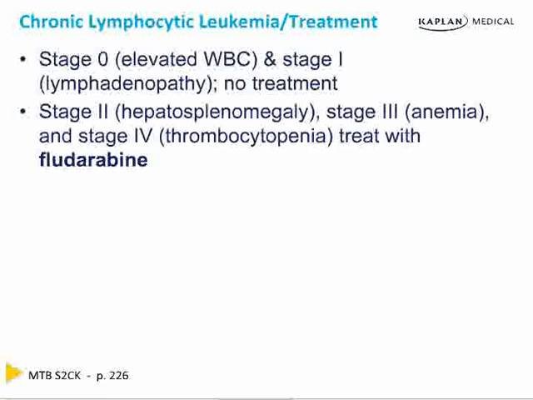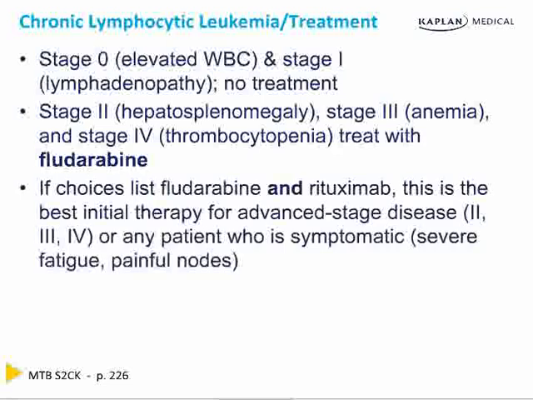Now, advanced stage disease, a big liver and spleen or anemia or thrombocytopenia, this is the anemia and thrombocytopenia not from autoimmune disease, not from a circulating IgG, but from people whose bone marrow has been infiltrated with leukemic cells. These are people whose bone marrows have been crowded out with CLL. That is advanced stage disease and needs fludarabine, or if the choices list fludarabine and rituximab, then this is the best initial therapy for advanced stage 2, 3, and 4 disease.